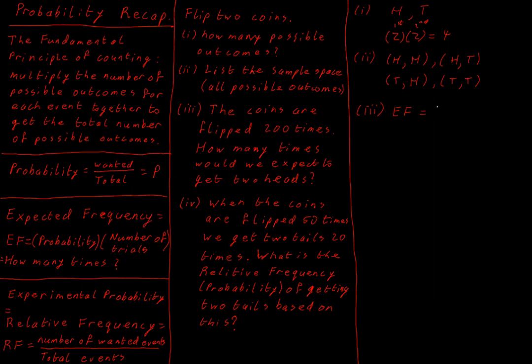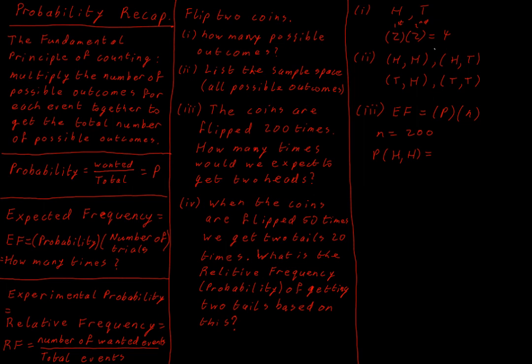So I need to know the probability of my outcome, and I'm going to multiply it by my number of experiments. Now, what's my number of experiments this time? It's going to be 200. I flipped the coins 200 times. So my number of experiments is going to be 200. But what's the probability of getting 2 heads? And we can write that as P of H. That would be our way of keeping track of what we mean. Probability of getting our 2 heads.